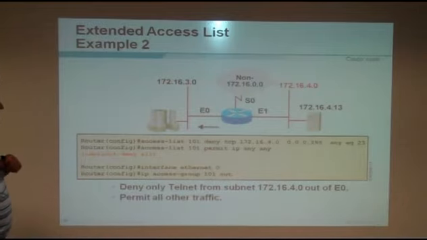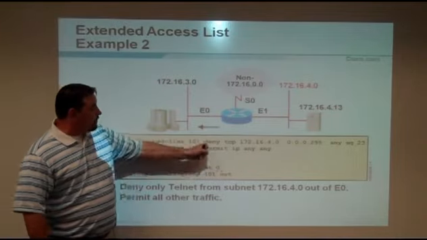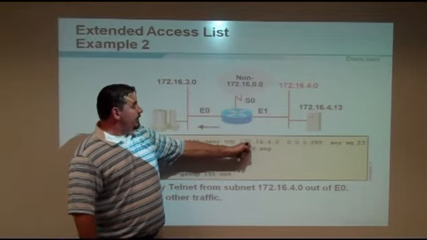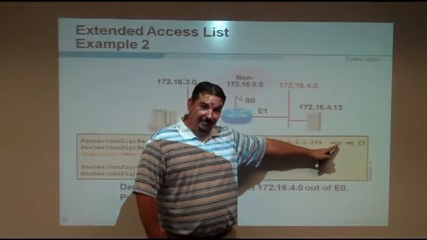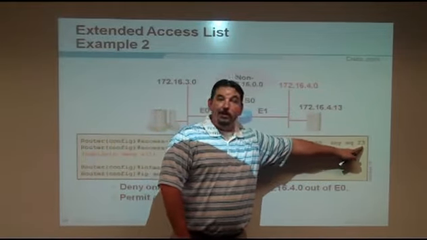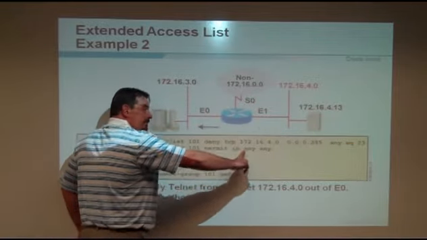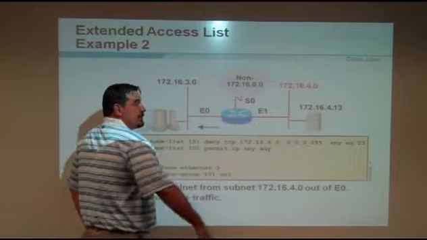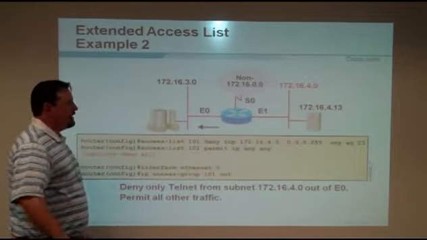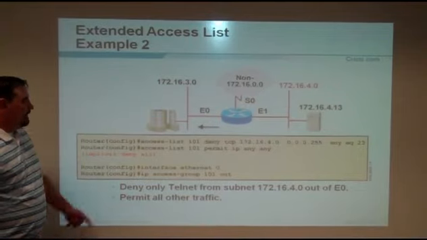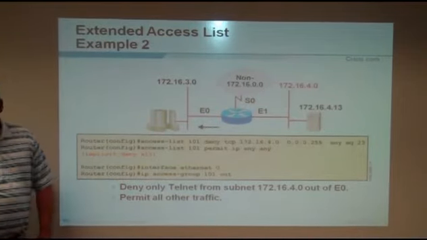Here we see another example of an extended access list. They've again created access list number 101 where they're denying TCP traffic from the 172.16.4.0 subnet to any destination address if it equals port number 23, or telnet traffic. And they're permitting all other IP traffic from any source to any destination. So they're denying just telnet from this network to anything out through Ethernet 0. They apply that on Ethernet 0 as an outbound access list.